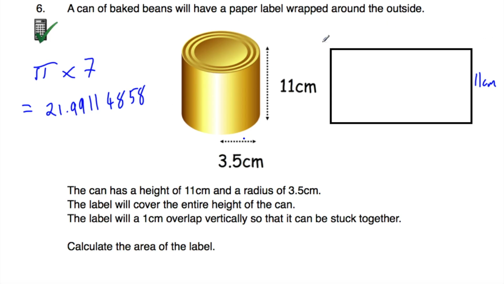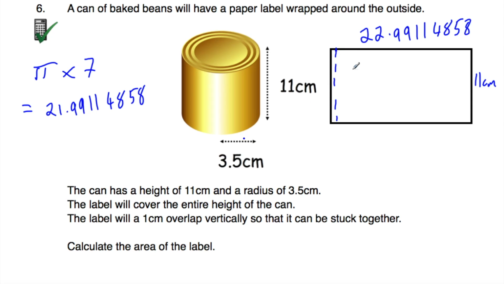So that means the length of this rectangle for the paper will be 22.99114858, because obviously it's got an extra centimeter, so that it can be stuck to the other side whenever it's rolled around. So this part would be the circumference of the circle, but with an extra 1 centimeter.